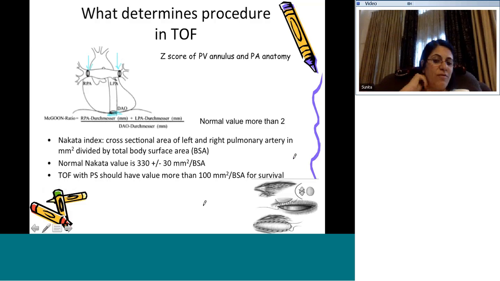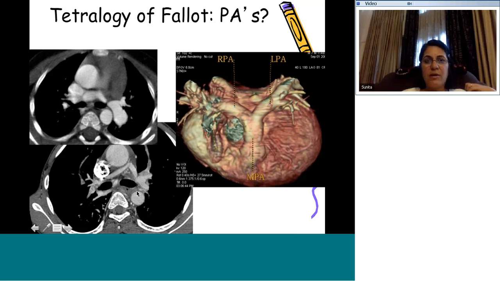Your normal value is more than 2. Less than 1 is obviously very hypoplastic. So to do a total correction, it's better if the McGoon ratio is more than 2. If it's 1.8 and above, you can do it. If it's less than 1.5, it's small. 1.5 to 1.8, you're in the borderline range. So you need to know what your McGoon ratio is and what your pulmonary valve annulus is.